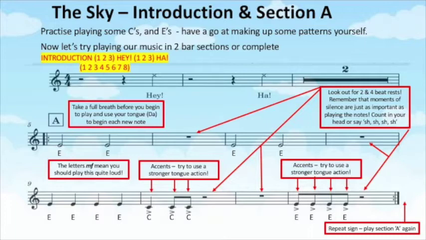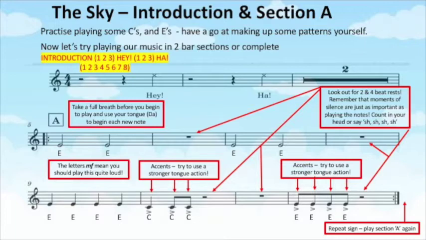Now it's time to take our instrument and learn section A. You will see 3 lines of music. The first line of music represents an introduction. The introduction is 4 bars long, 4 lots of 4 beats.